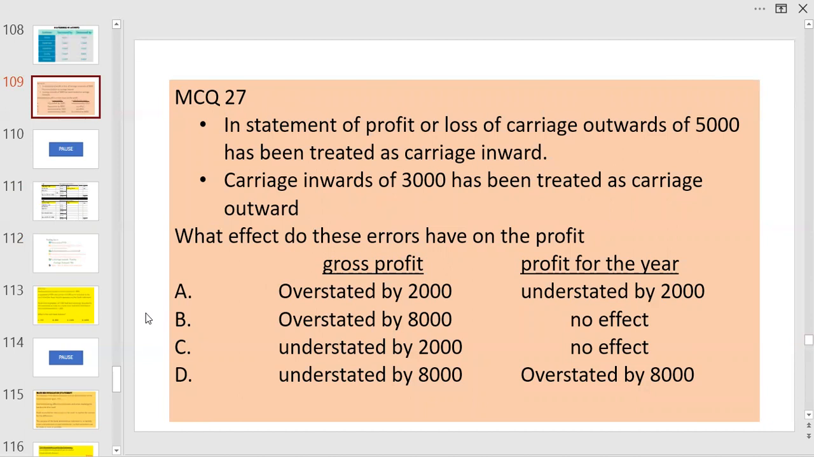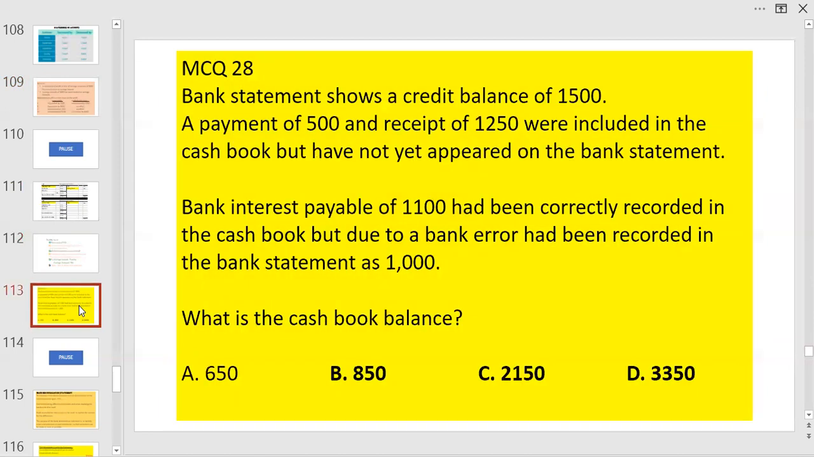We'll go to the next question. A bank statement shows a credit balance of 1,500. A payment of 500 and a receipt of 1,050 were included in the cash book but have not appeared on the bank statement. Bank interest payable of 1,100 has been correctly recorded in the cash book, but due to a bank error had been recorded in the bank statement as 1,000. Which is the correct cash book balance? This is the question. Students may try.